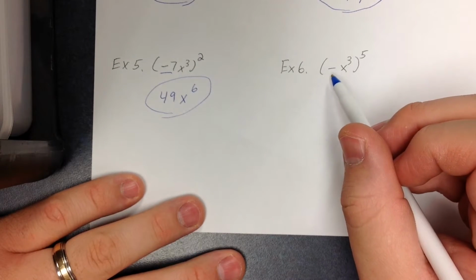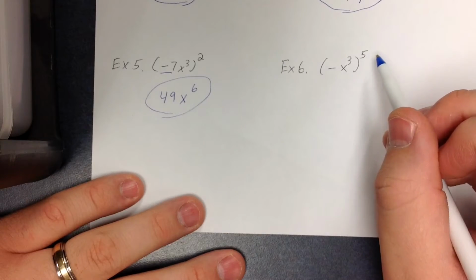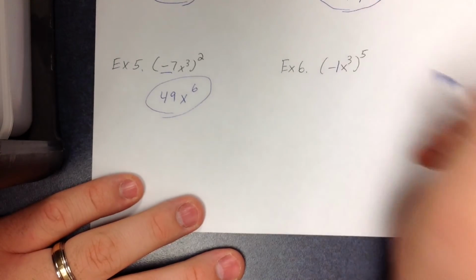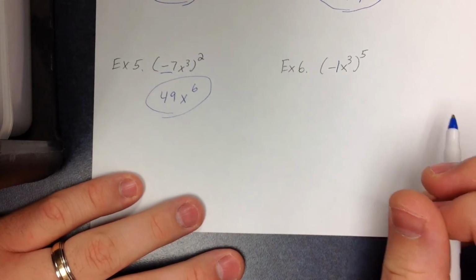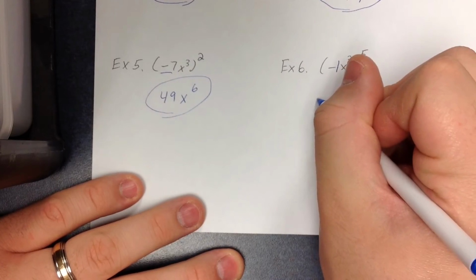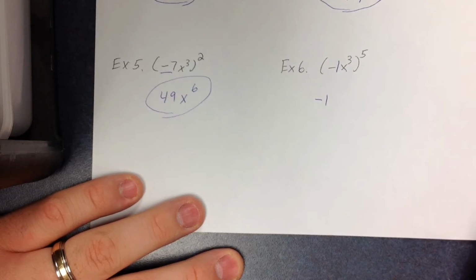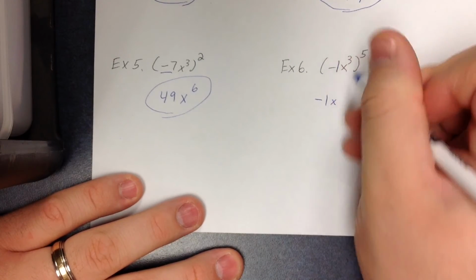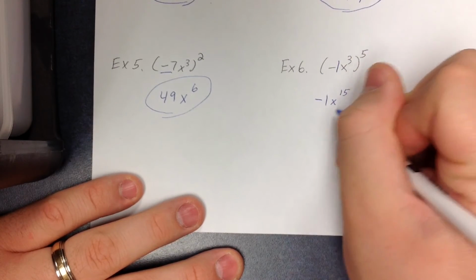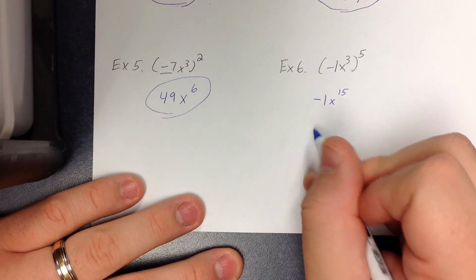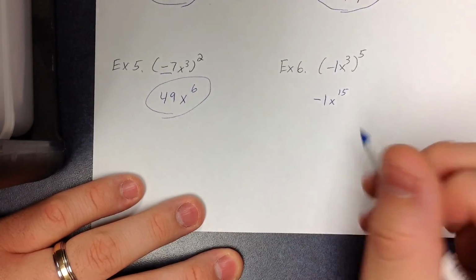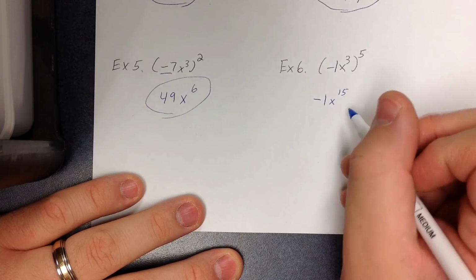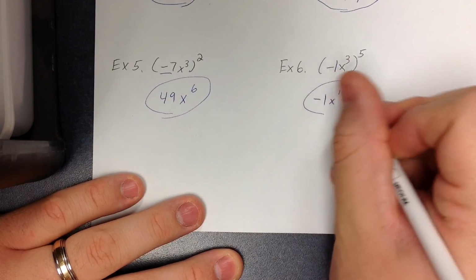Number 6, (-x^3)^5. Again, this is like a negative 1. So if I take negative 1 times itself 5 times, I'm going to get negative 1. And then x to the 3 times 5 is 15. Now you don't have to keep the 1 in here. You could just write it as negative x to the 15th. But either way.